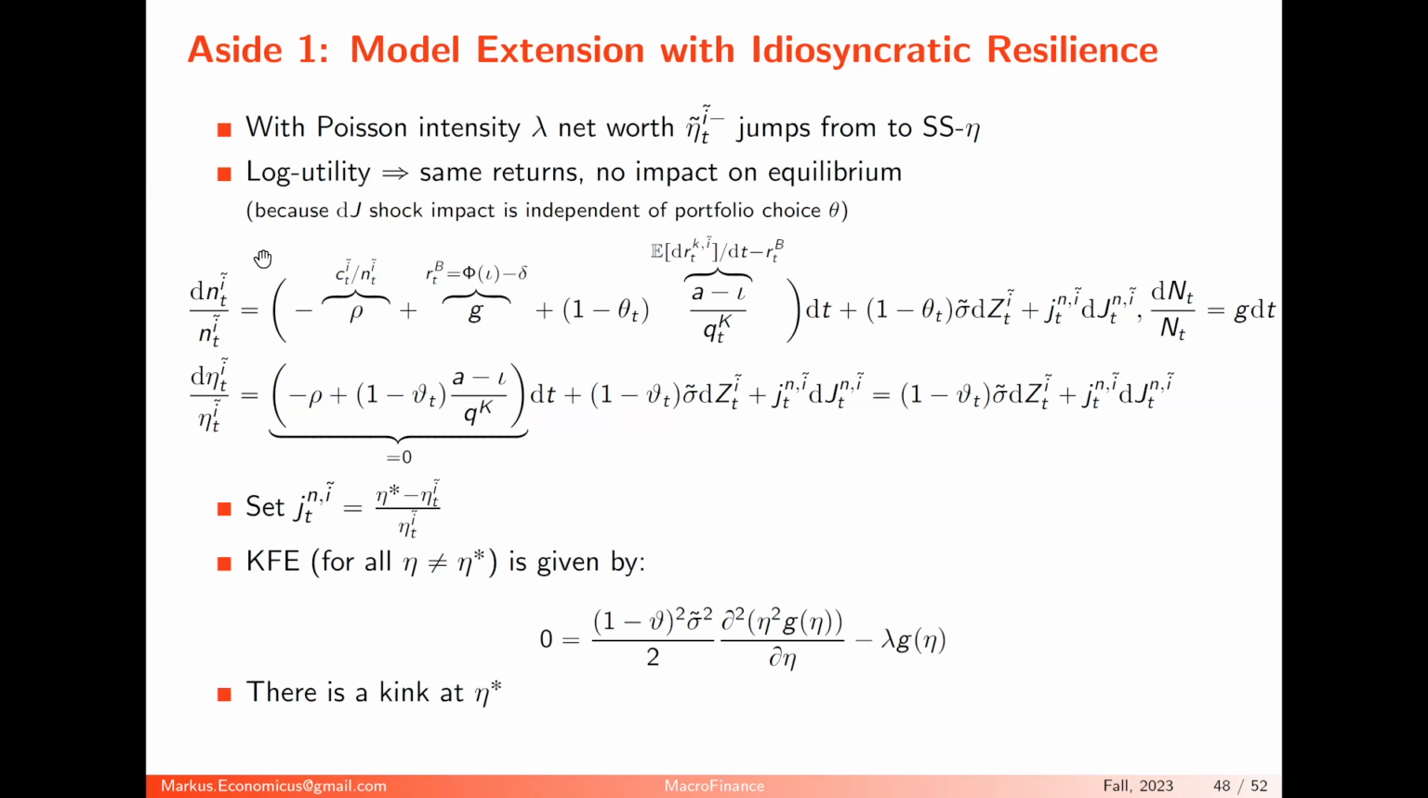And so what you have here is the change in net worth, which is minus the consumption net worth. That's rho with log utility. The growth rate of the economy is phi of iota minus delta. Then we have the expected dividend yield, that's the portfolio share which is in capital. Then the shocks, and then you have this jump here.